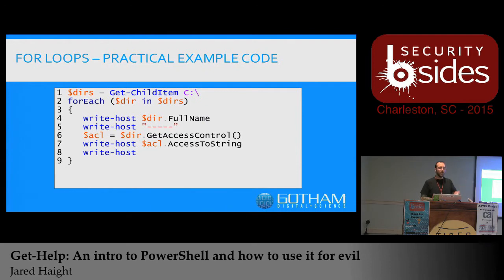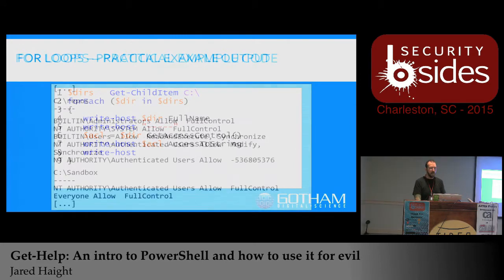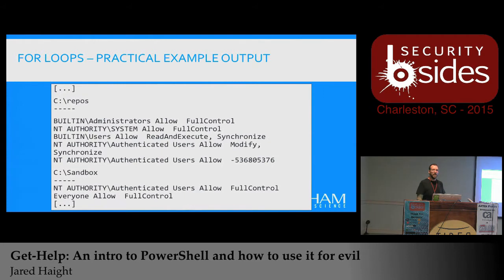And we say, okay, for each dir in the dirs array, we're going to write out the full name, which is just the path. We write out a separator. The directory object has a method called GetAccessControl, which returns an access control list. We run that, we assign it to the variable ACL, and then we take that ACL object, and it has a property of AccessToString, which gets us our NTFS permissions as a string. We print that out, we print out a blank line, and we go back through our for loop. The output for this looks like this. You get your path for the directory, a separator, and the NTFS permissions.